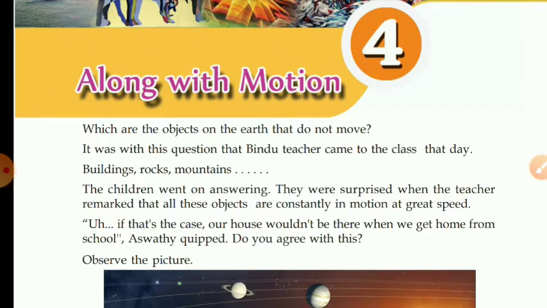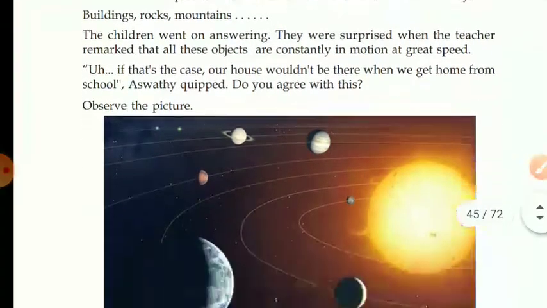They were surprised when the teacher remarked that all these objects are constantly in motion at a great speed. "Oof! In that case, our house would not be there when we get home from school," Ashwati said. Do you agree with this? Okay, now we conclude that all objects on earth are constantly in motion at a great speed.